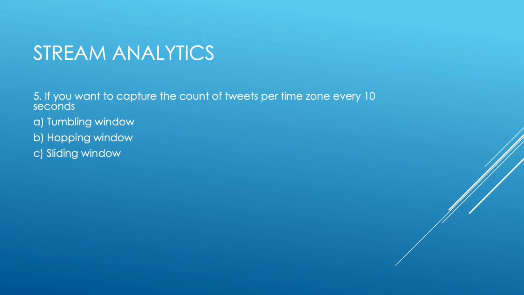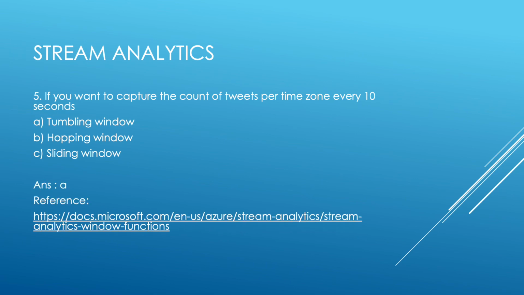B. Hopping window. Hopping window processes the data in overlapping mode. So this is not the right answer. C. Sliding window. Sliding window only emits the events when an event occurs. So the window will start when the event occurs. This is not the right answer here. A is the right answer.